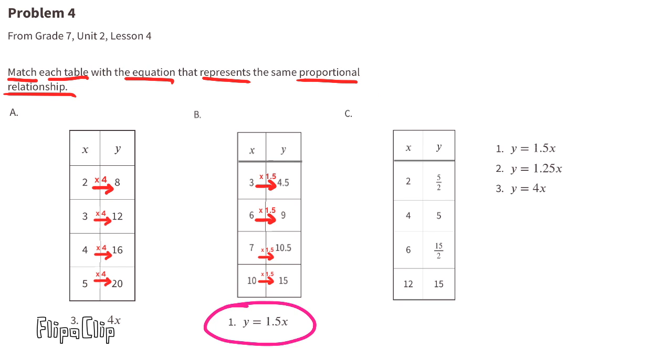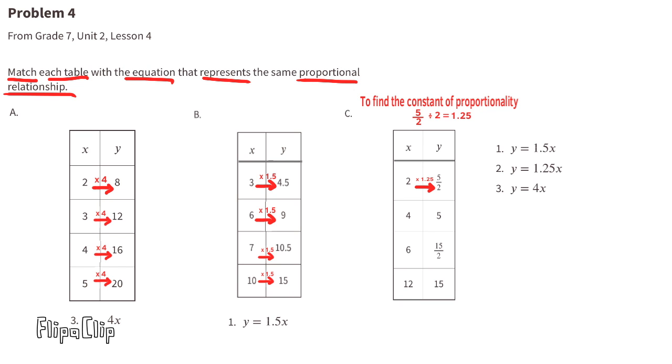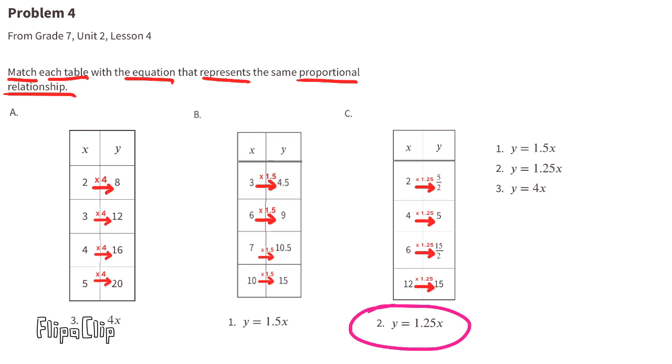Table C. To find the constant of proportionality for table C, we will divide 5.2 by 2. That equals 1.25. So 2 times 1.25 equals 5 over 2. 4 times 1.25 equals 5. 6 times 1.25 equals 15 over 2. And 12 times 1.25 equals 15. That means that the value for y is 1.25 times greater than the value for x.